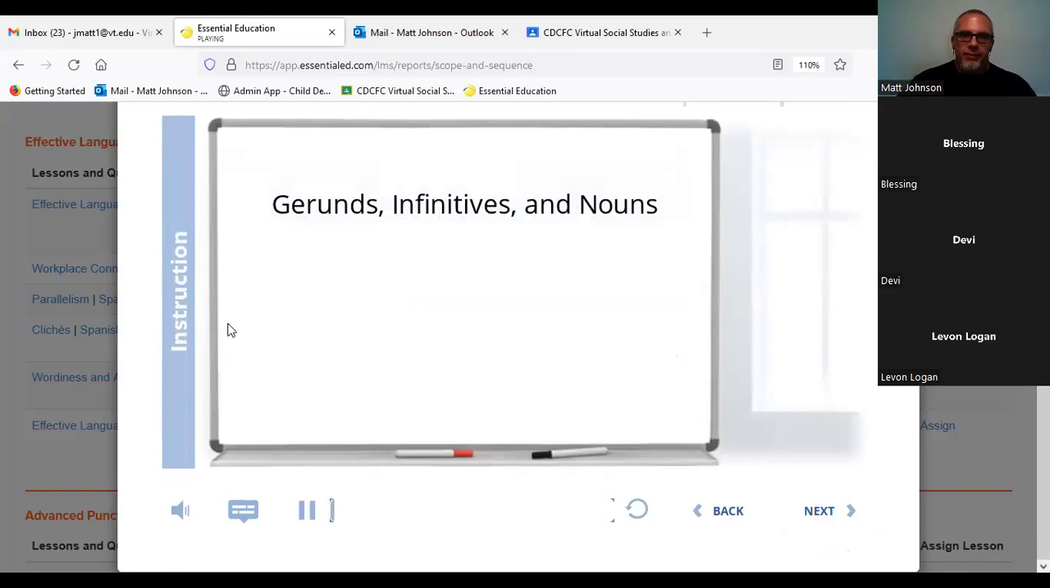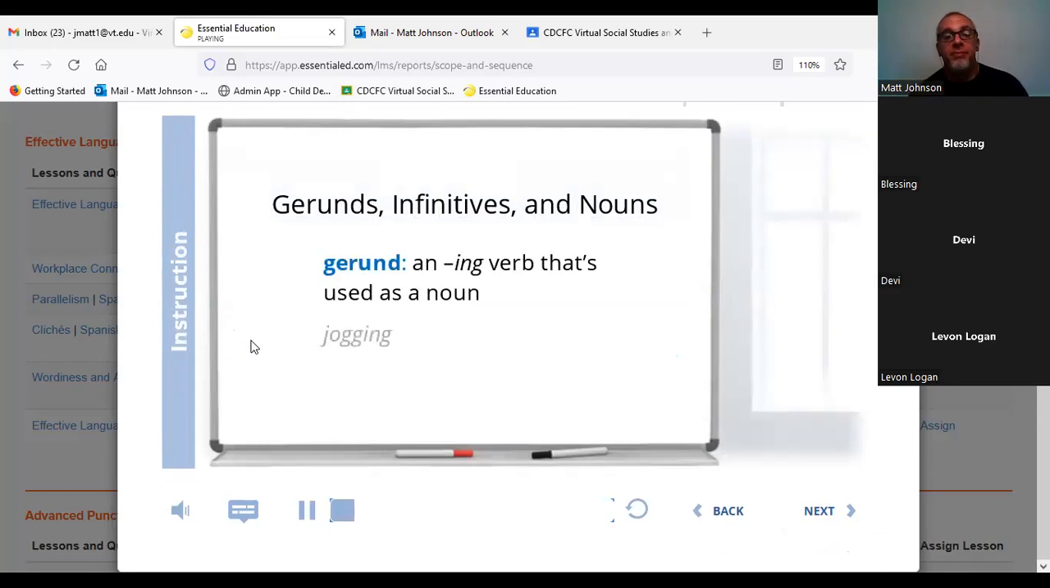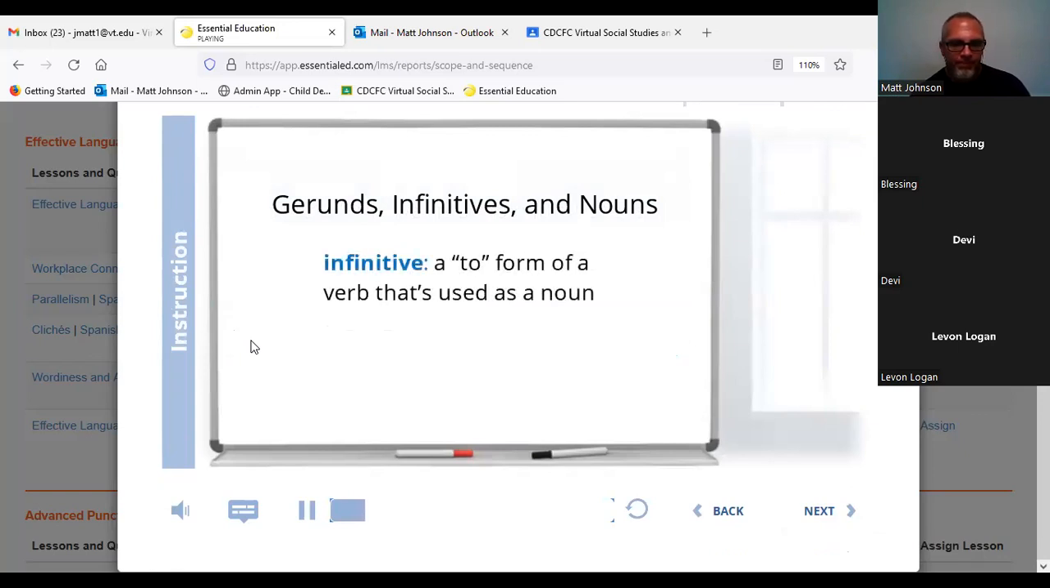Now let's talk about lists of nouns. I'm going to teach you two language terms. A gerund is just an ing verb that's used as a noun, like jogging. An infinitive is a to form of a verb that's used as a noun, like to jog. And of course, there are all kinds of normal nouns, like shoes.